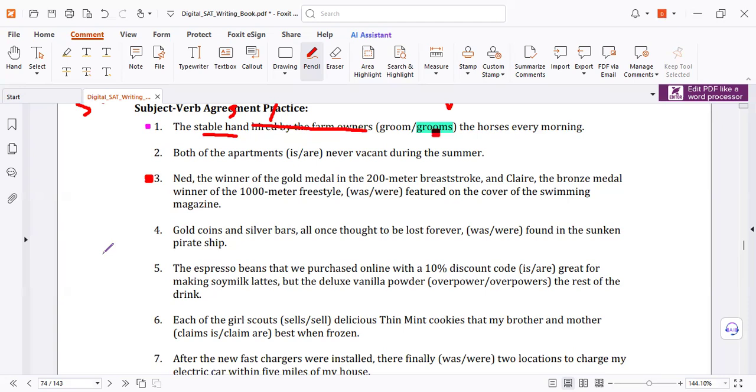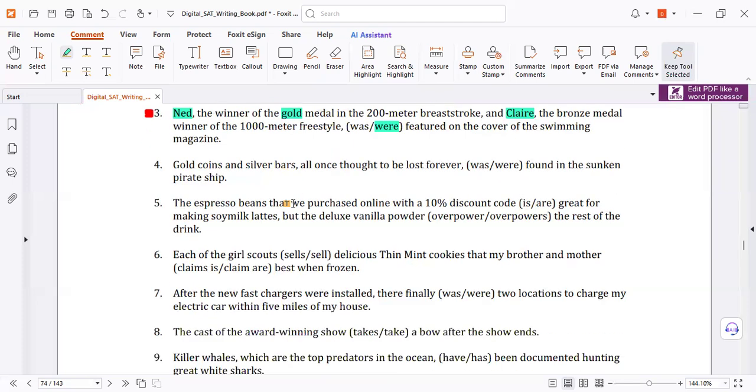Here the subject will be like "Ned and Claire", right? Yes. So it would be plural. So it will be "were". What do you mean? Perhaps Ned and Claire are one person, but how? He said he's the owner of gold and the owner of something else, so two different things. So be careful. Now, the long one, number five.